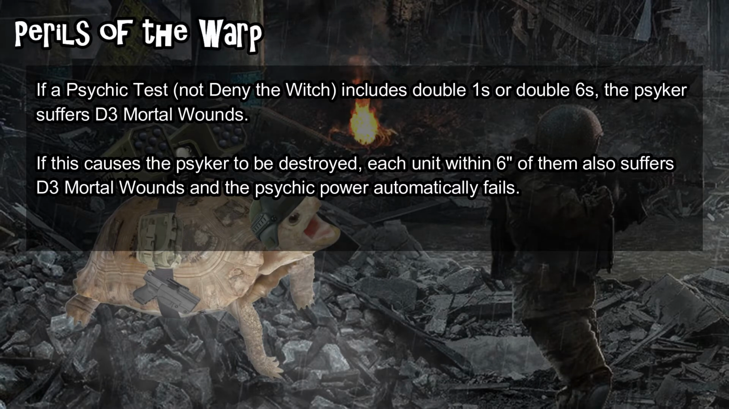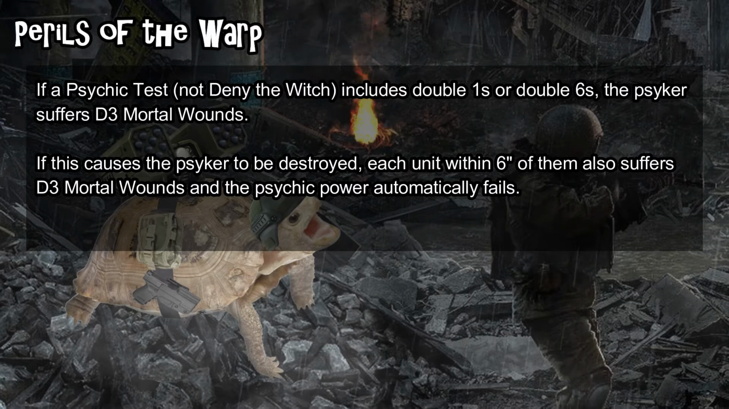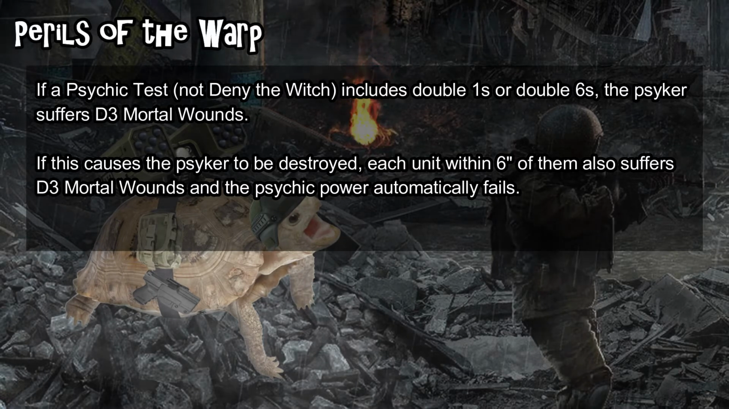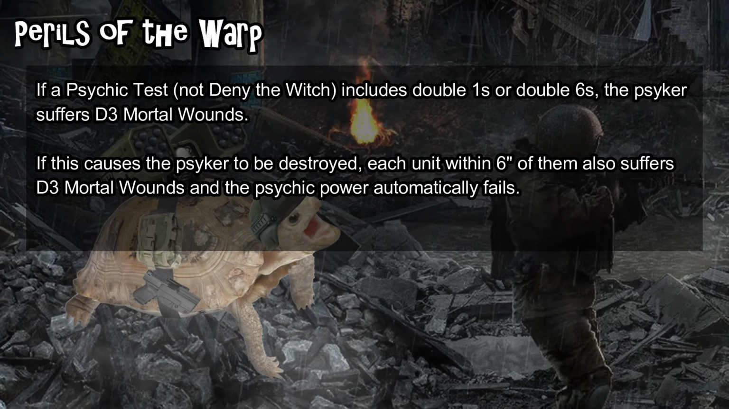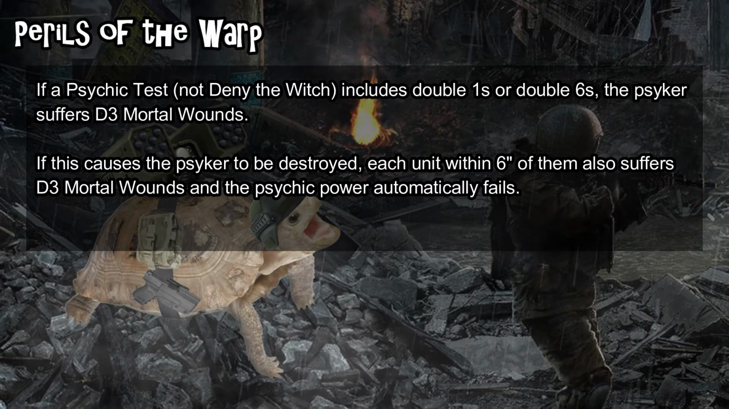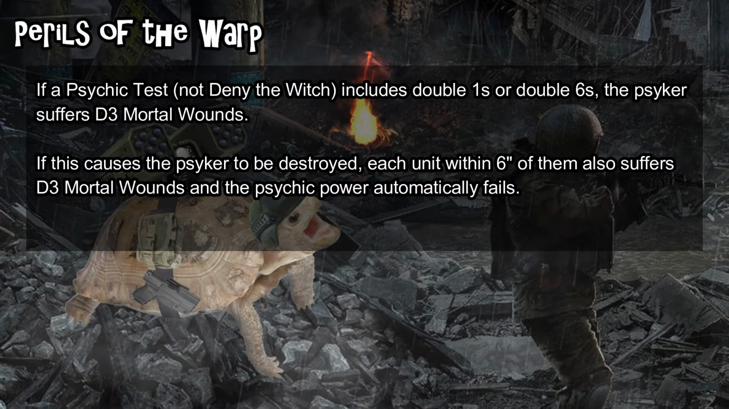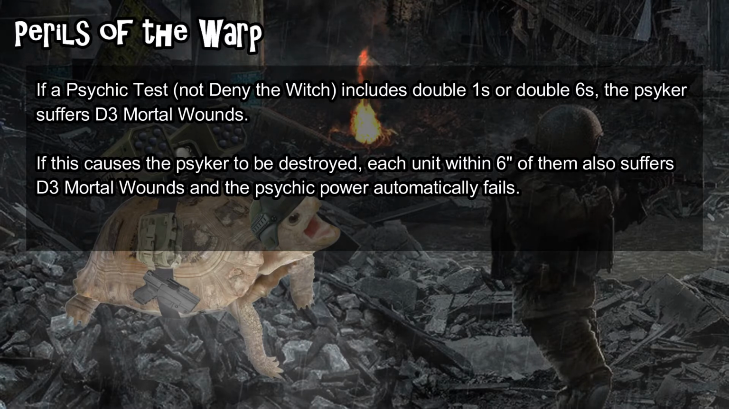Now, there's some dangers with using psychic powers, and these become apparent when you roll a double 1 or a double 6, in which case the caster of the psychic power suffers what is called Perils of the Warp. In this case, they take D3 mortal wounds, so D3 wounds are immediately going to be removed from their profile, and if they're killed by that Perils of the Warp, bad things happen. If they do die as a result of that, the power automatically fails. Even if you roll double 6s, which would normally almost automatically succeed, it's not going to go off.